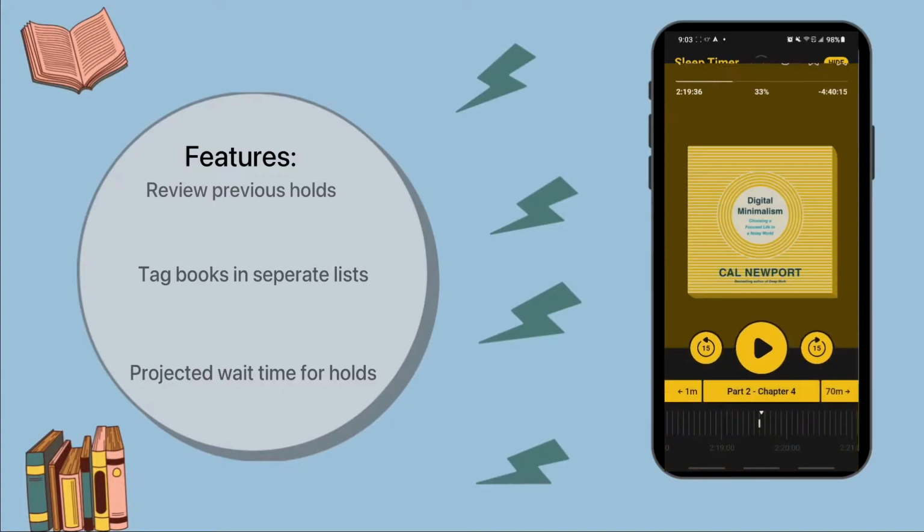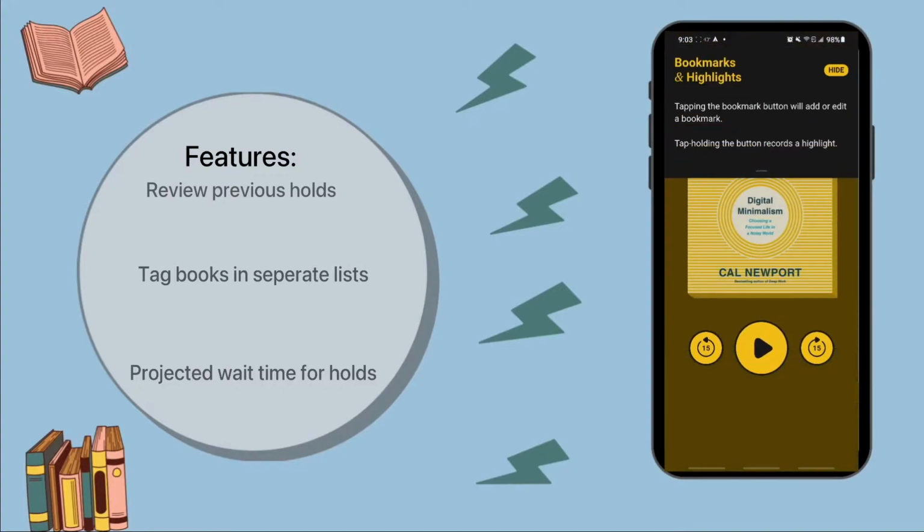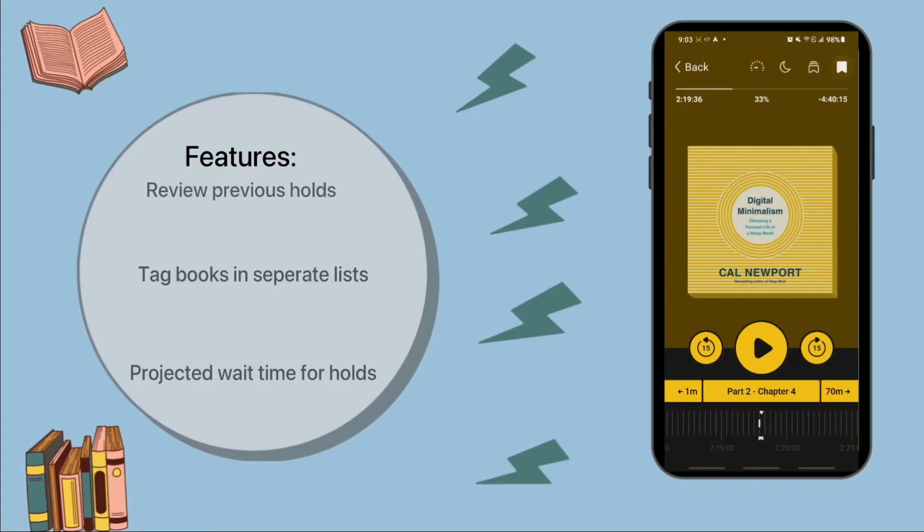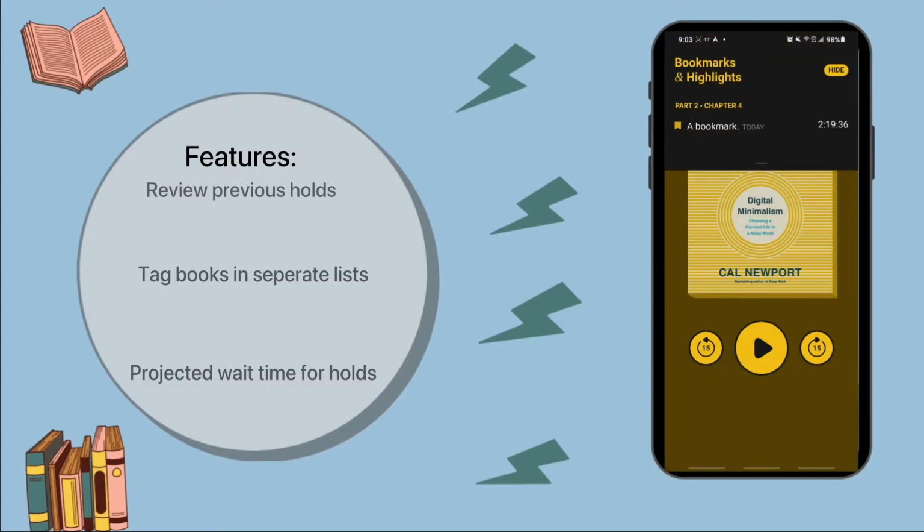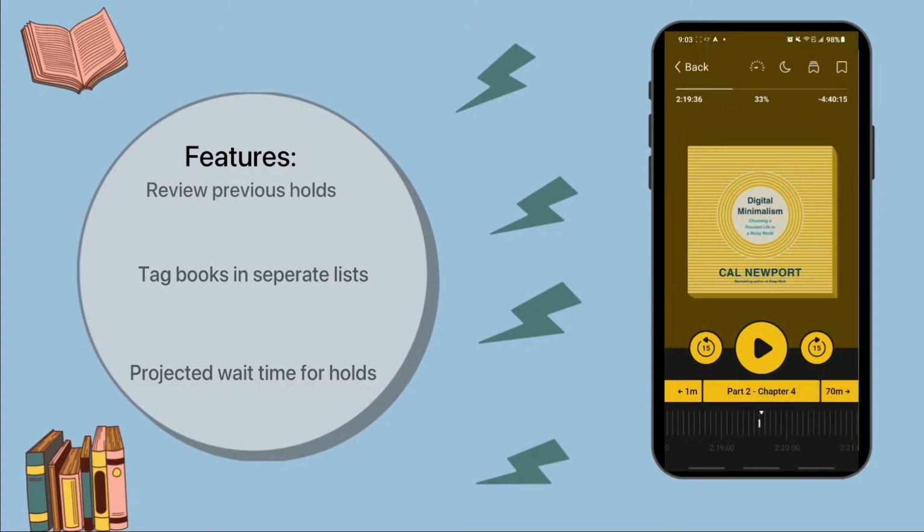There is also the bookmarks and highlights tab. In here is where I would have my bookmarks. I don't really bookmark things, and the last little bookmark is where I would do my bookmarks, and I could write notes and color coordinate them as well.